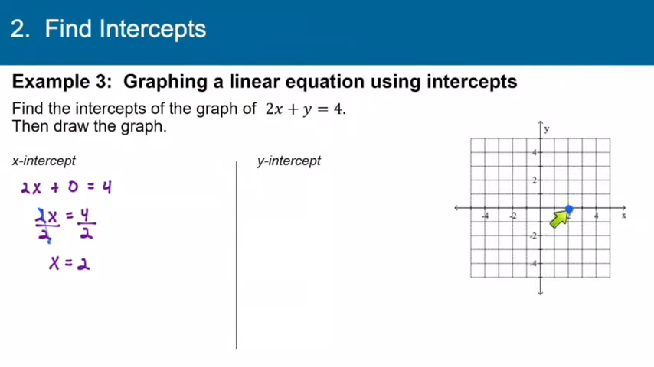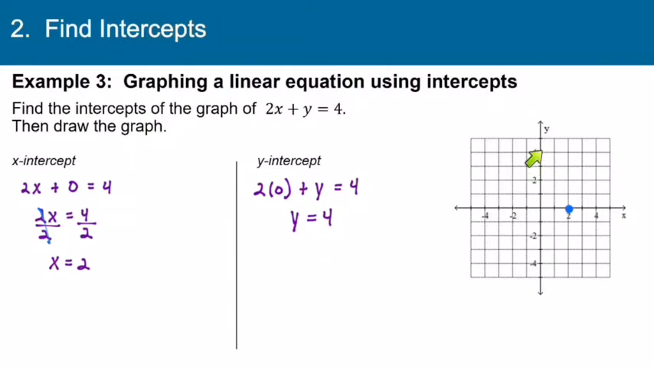Of course, the point here is (2, 0). And then for the y-intercept, we just plug in 0 for x. So that would give us 2 times 0 plus y equals 4. 2 times 0 is 0. So now we can see that y equals 4, and that will be our y-intercept.